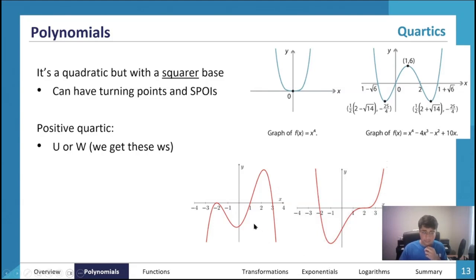You can also have situations where you have three different turning points, in which case you get, like here, an upside down W. You might have a not upside down W, just a normal W looking shape. So in general, just remember you can have either U's or W's for positive quartics. That's equations with the greatest power being 4 and no negative sign out front of the x to the 4 term. This is going to take the shape of a U or a W.